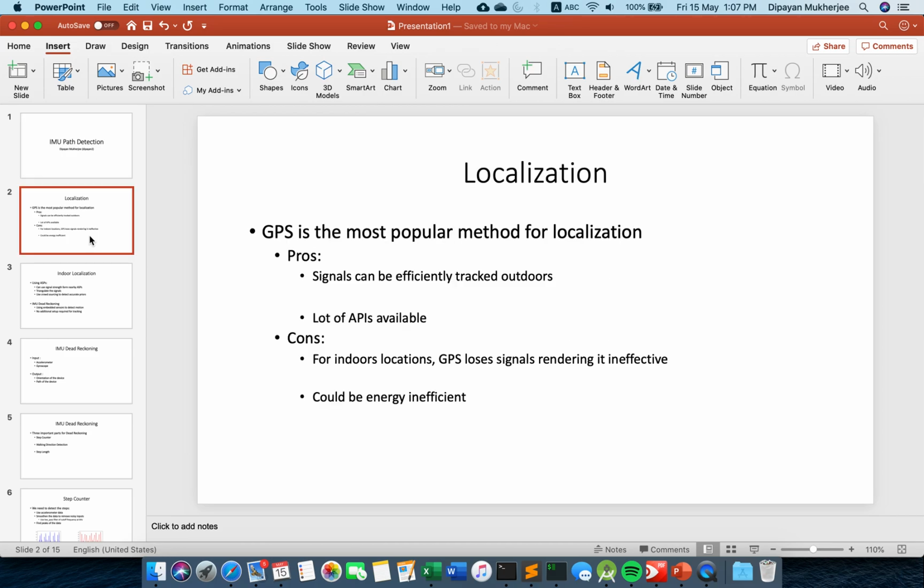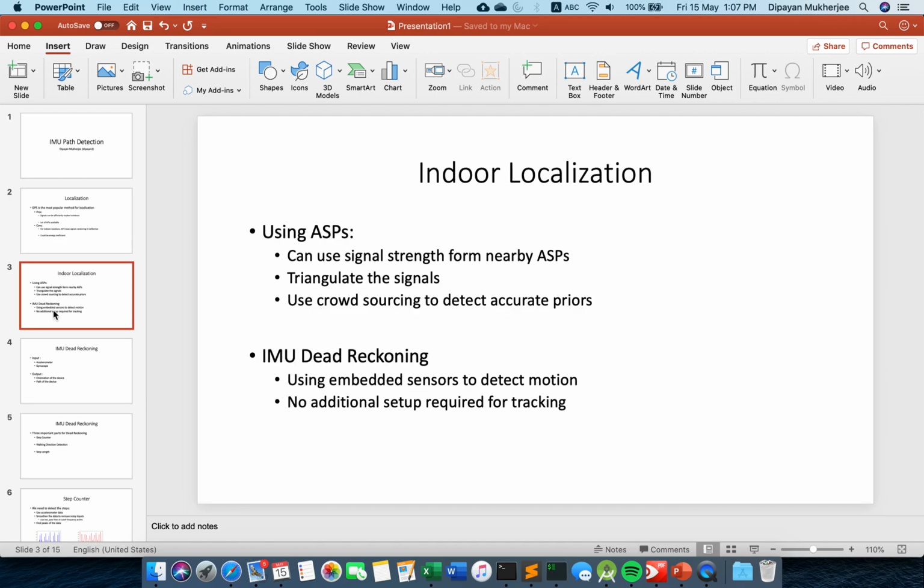GPS is one of the widely used methods to localize and to determine the path. The pros are it can be efficiently tracked outdoors and there are a lot of APIs available. But the cons are in indoor locations, GPS loses signal and it also could be a huge drain on energy. So we need to find out what are the ways to localize within a building.